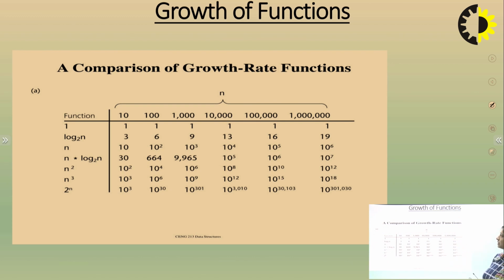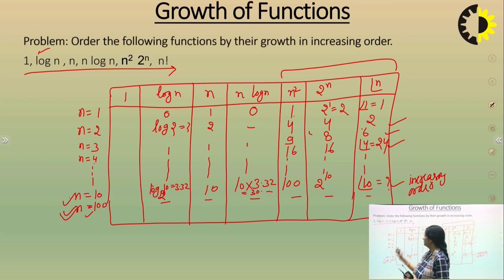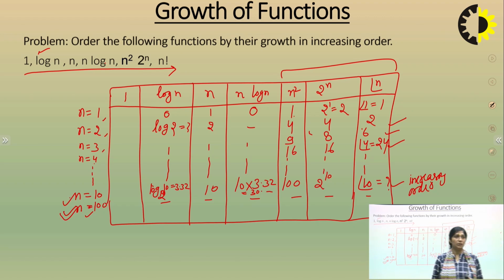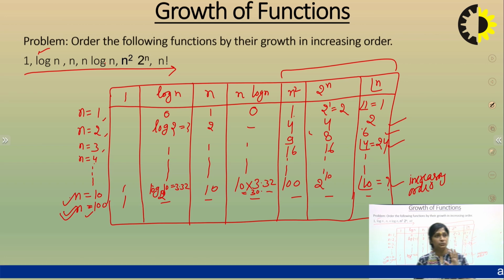Here there is a comparison of growth rate functions. One more thing I didn't tell you. This one. If you are taking constant 1, 2, 3, 100, 1000, 10,000, then the value is always 1. In that case, the value will be 1. You taking any value. Here you have taken 1, here you have taken 2. In that case, the value will be only 1. Right? This is also 1. You are taking n equal to 2.